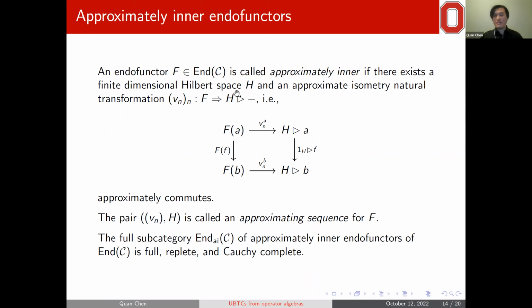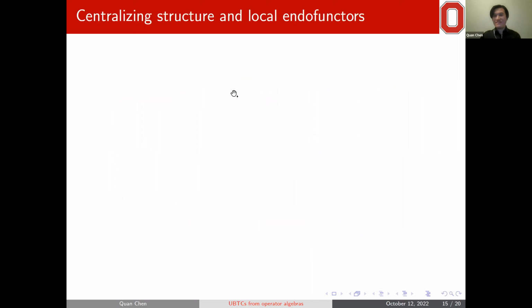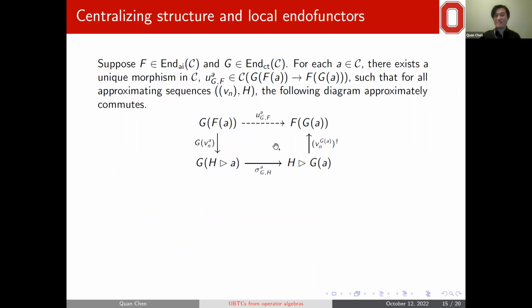And recall, how do we define the approximately centrally trivial endofunctor? That means this functor approximately commutes with the H action, right? And approximately inner means your functor is approximately dominated by the H action, right? It's isometric, so approximately dominated by that. So by using the centrally trivial and approximately inner, they should kind of have a braiding, but it seems like they are approximate braidings.